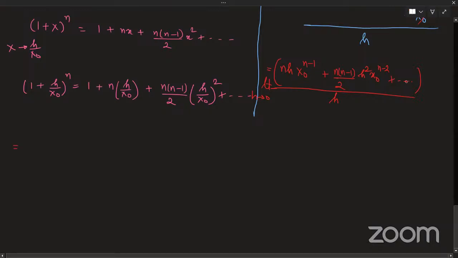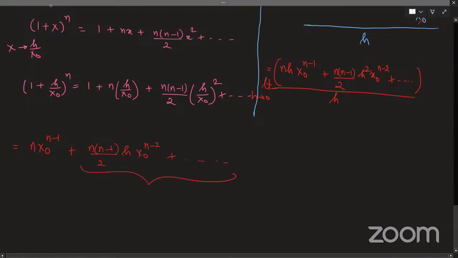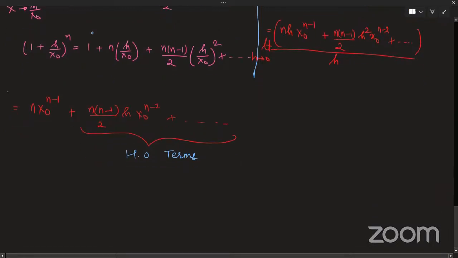So you can just directly do it. When you divide, your first term has a power of h, and h and h will get cancelled. You will get n x naught raised to n minus 1. Next term, when you do, remaining all terms will be 0. Why will all of these terms go to 0? Because all of these have a power of h left in them, right? So if I just directly make my h tending to 0, I get my final answer as n into x naught raised to n minus 1.